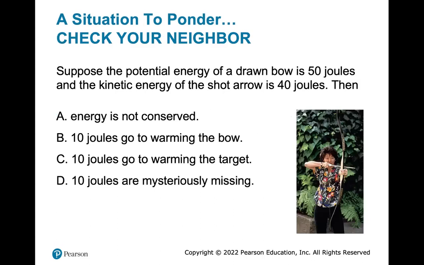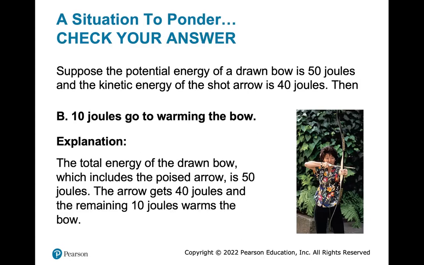Okay. Suppose the potential energy of a drawn bow is 50 joules, and the kinetic energy of the shot arrow is 40 joules. Then energy is not conserved. 10 joules go to warming the bow, 10 joules go to warming the target, or 10 joules are mysteriously missing. Well, they're not missing. They don't disappear. It goes into warming the bow, and the answer is B here. The total energy of the drawn bow, which includes the poised arrow, is 50 joules. The arrow gets 40 joules, and the remaining 10 joules warms the bow.